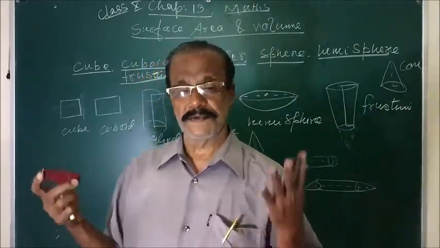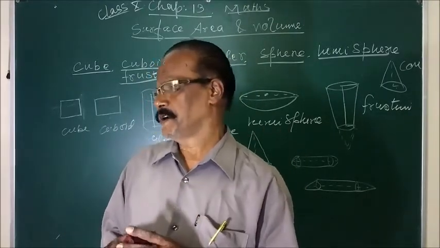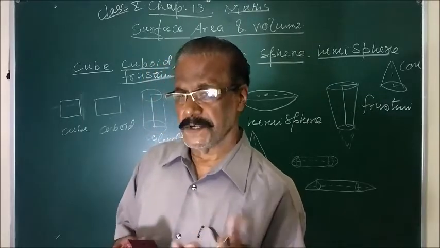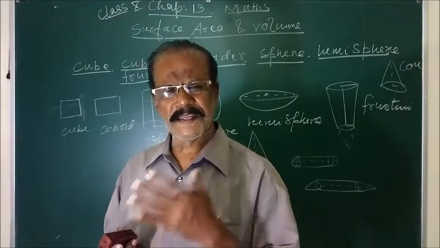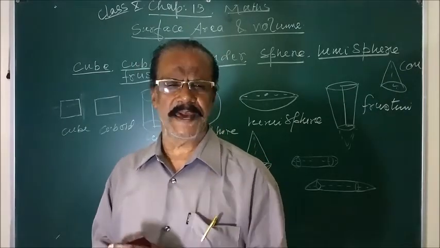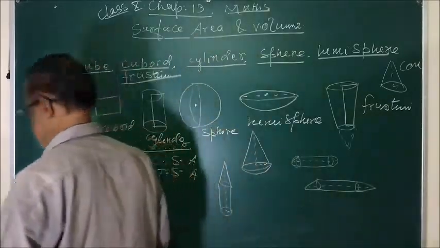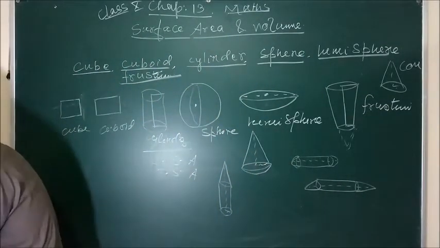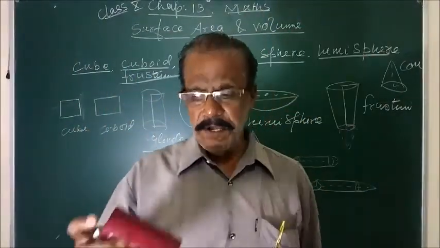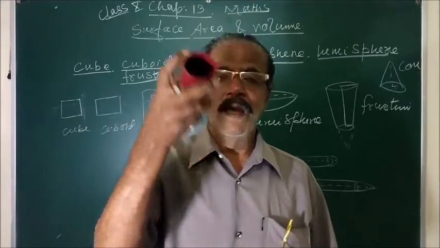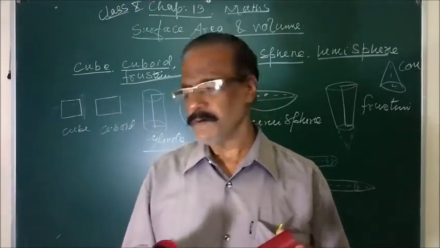Many examples of solids you can see around you: a math box, geometry box, book. These are examples of solids. You can understand the concept of solid. And now you see the cylinder. This is a cylinder. You see another cylinder. This is a solid cylinder. This may be a hollow cylinder. Many examples are before you.